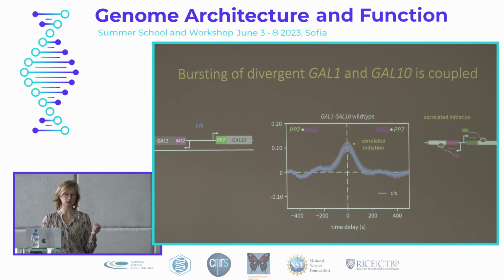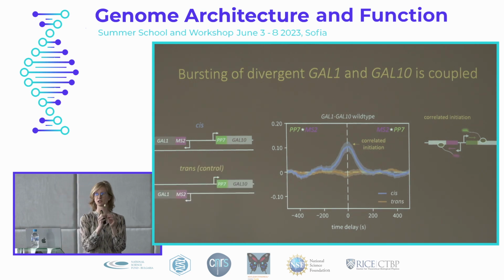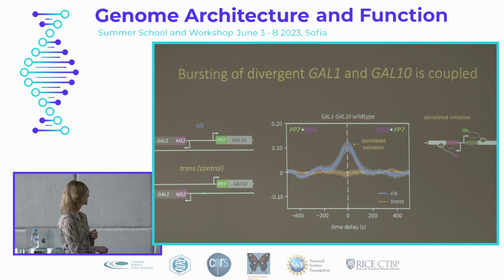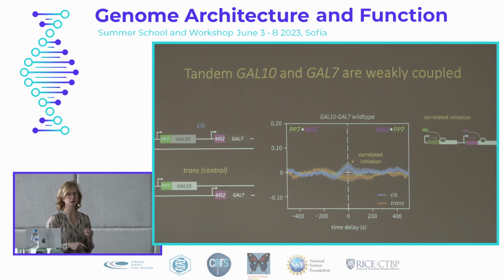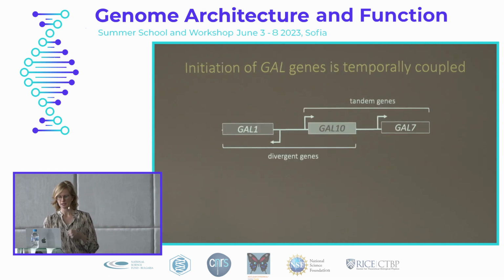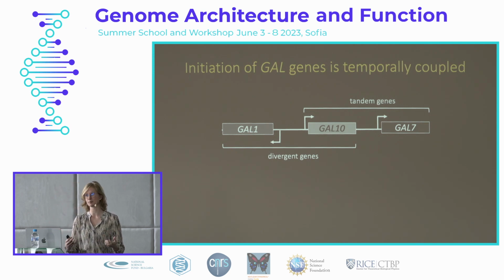This correlation, or the coupled transcription, only occurs when these genes are in close proximity on the same chromosome, because if we do the same experiment for the same two genes on two different chromosomes, we observe a flat line and no correlation. So perhaps it's not surprising that GAL1 and GAL10 show this coupled transcription because they share a promoter region. But when we did the same experiment for the tandem GAL10 and GAL7 genes, which have separate promoters, we still observe a peak at 0. It's much weaker than for GAL1 and GAL10, but it does suggest that these two genes also show this coupled transcription. So in wild type, initiation of the GAL genes is temporally coupled.